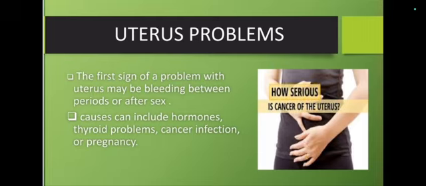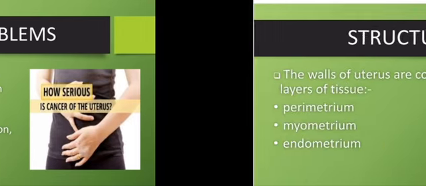The uterus problem. The first sign of a problem with the uterus may be bleeding between the periods or after sex. The causes can include hormones, thyroid problems, cancer, infections, any other infections, or pregnancy.